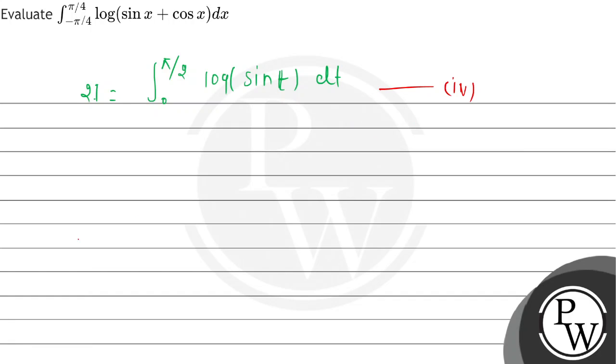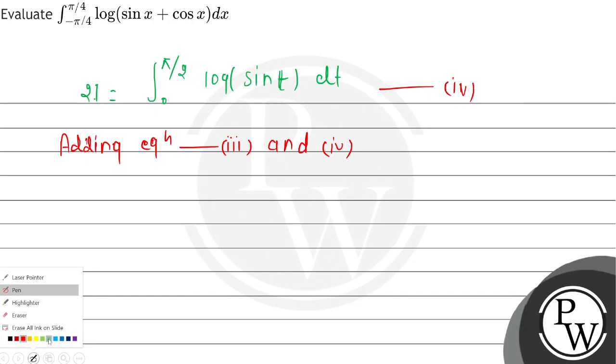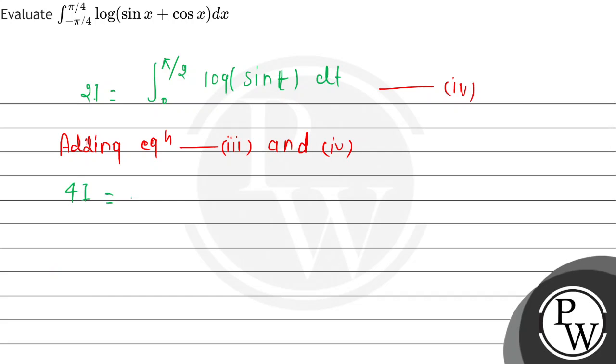We'll consider this as equation number 4. Now we'll add these equations, adding equation number 1, equation 3, and equation number 4. And what we'll get here? 2I and 2I will be 4I. After adding these two, we have the integration of log of sin t plus log of cos t dt.